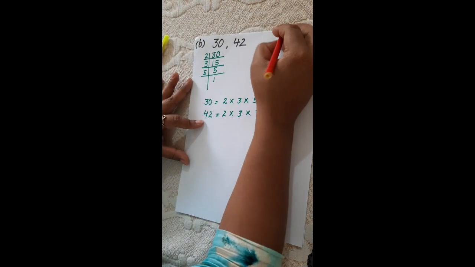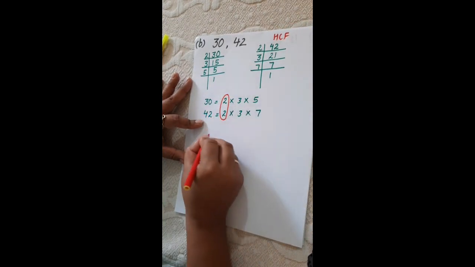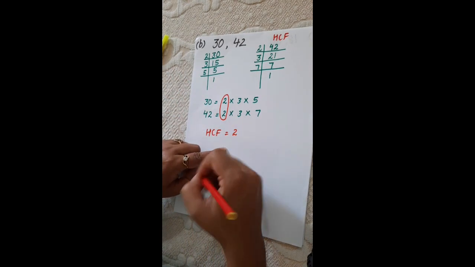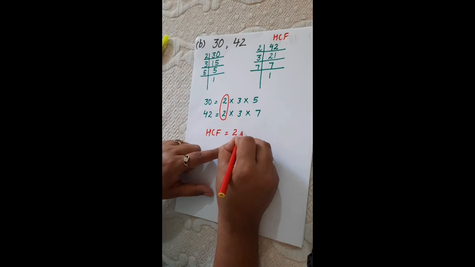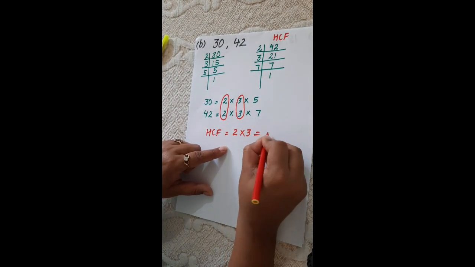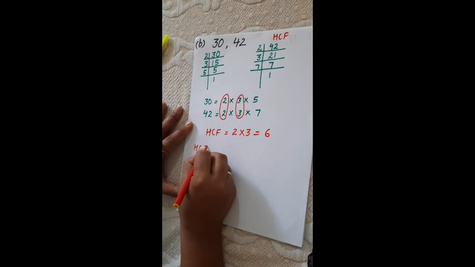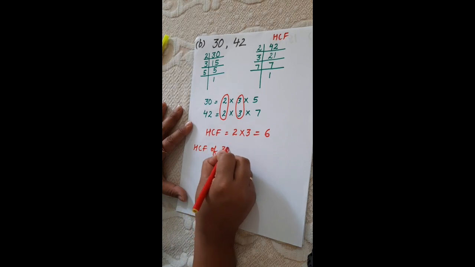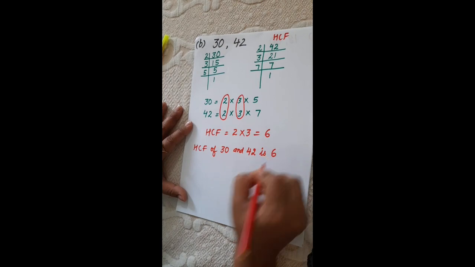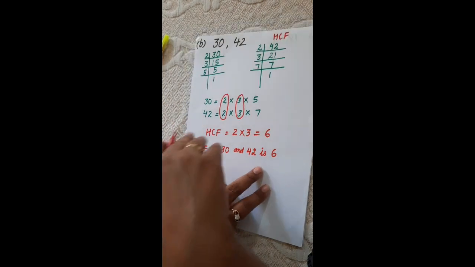After this, as we know that we have to solve the HCF, for this, write the common factors, and in HCF you always write the common factors as a product. So 2 multiplied by 3, since 3 is also common. 2 threes are 6. So the HCF of 30 and 42 is 6.